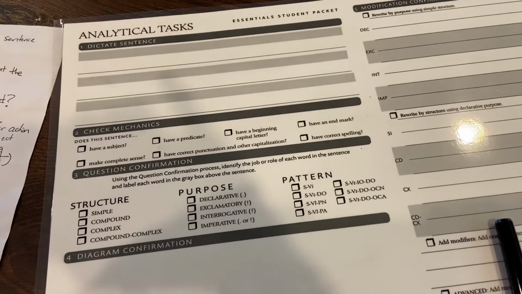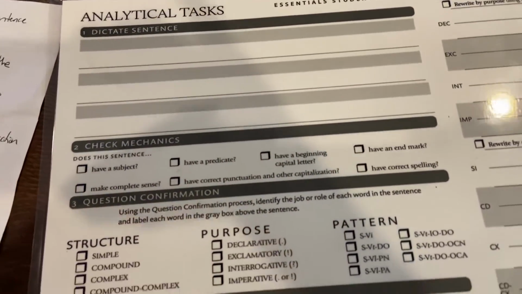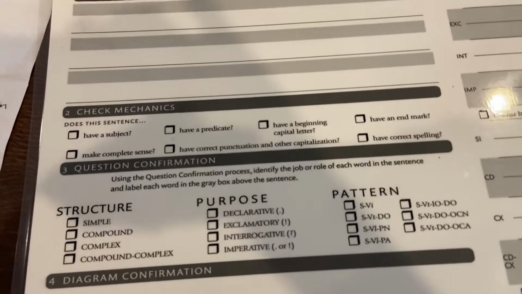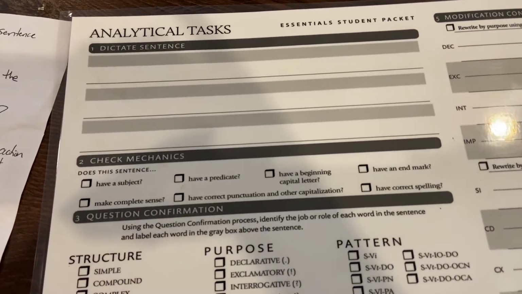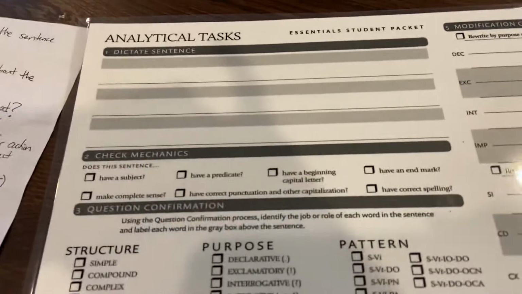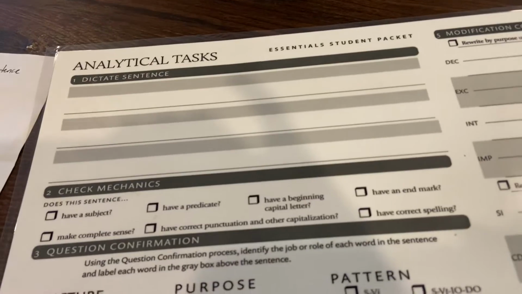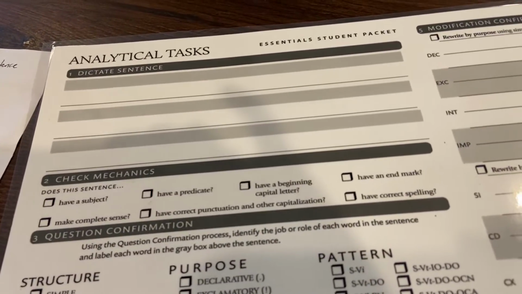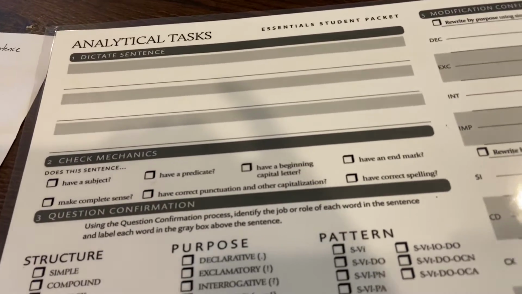So the first step is to dictate the sentence to your student. Then we're going to check mechanics and then go through our questions. Those are the three tasks that we're working on this week. So where do you find them? Well, your weekly sentences, I did give you a copy in class. They are also found in a tab under weekly sentences of your guide.